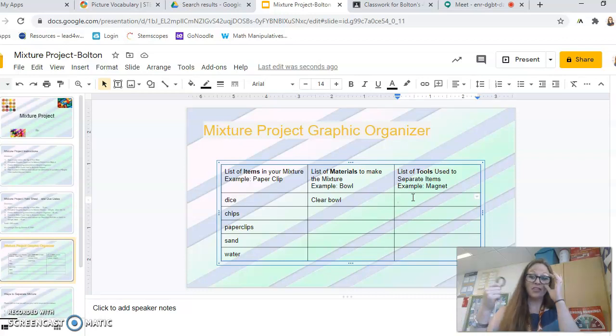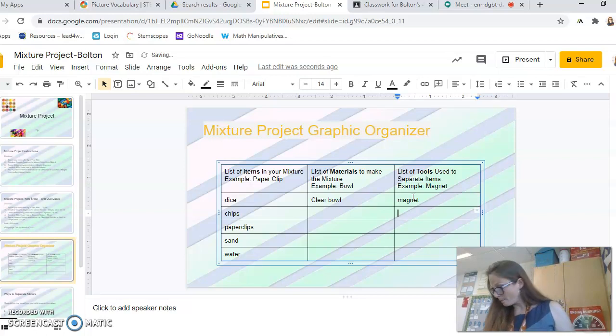That's okay. Think logically. Where in your house might you have a magnet? I know Connor has some magnets on the fridge. I bet if I were at home, I could use his fridge magnets. They work just the same way, okay? So get kind of creative with what you have. So with my magnet, I'm going to write here that that's one tool I can use to separate.